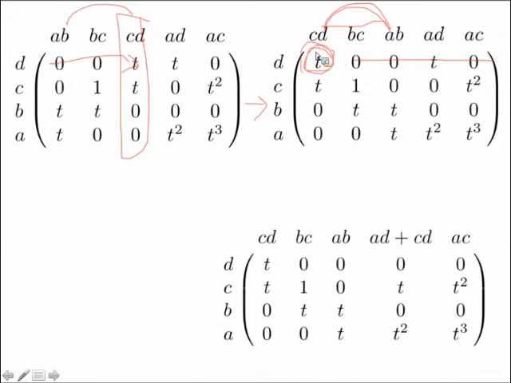So we want the leading term to be non-zero, and we want everything to the right of it to be 0. So that means if I add this column here to this column here, then T plus T gives me 2T, which is a nice 0. So we add these two columns, T plus 0 gives you T, etc. But we've also done a change of basis. So now instead of having AD, I have AD plus CD.